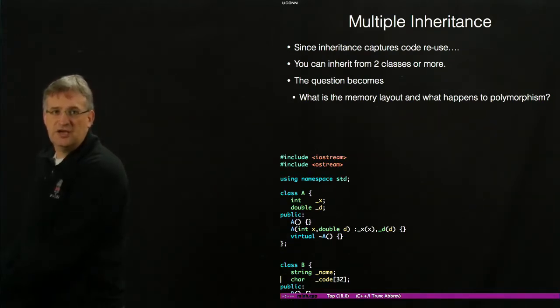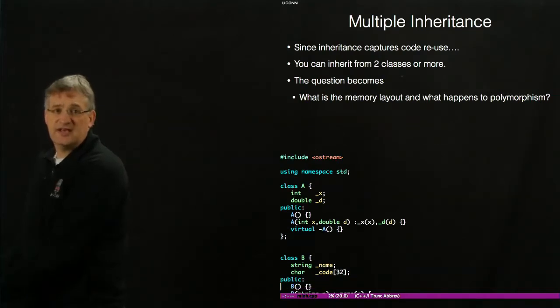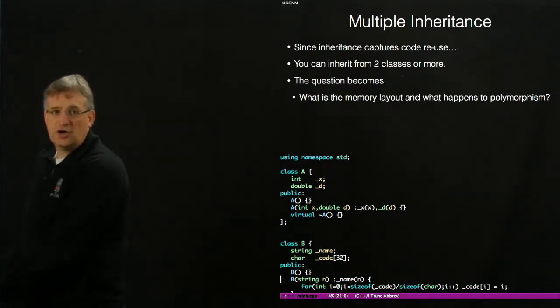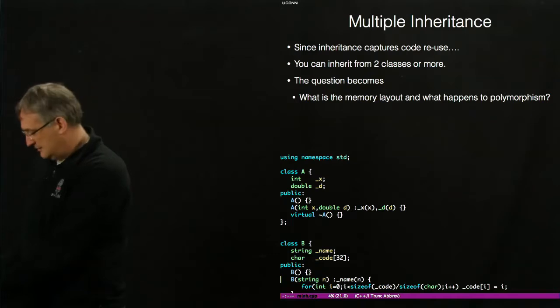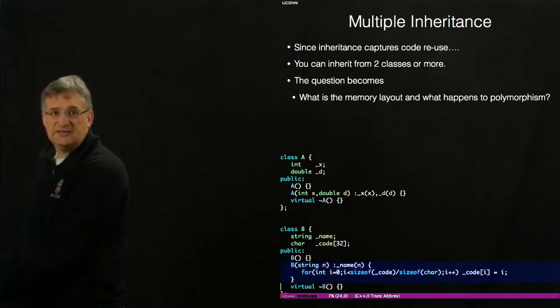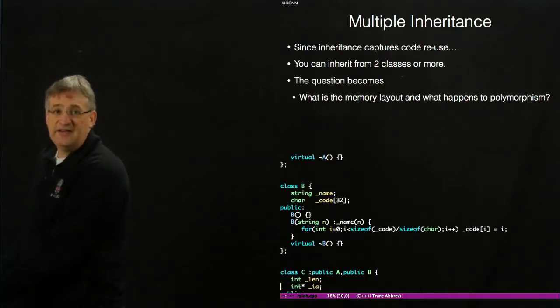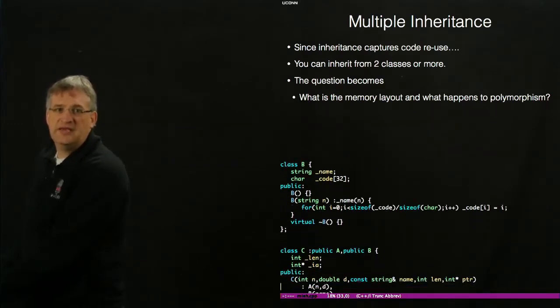It contains a string and an array of character of size 32, a default constructor, a custom constructor that's going to actually initialize the name based on a string, and then a loop that initializes the array called code. Then the destructor is also virtual in this case and doesn't do anything really special. Finally, I have C, and that's where the fun begins.